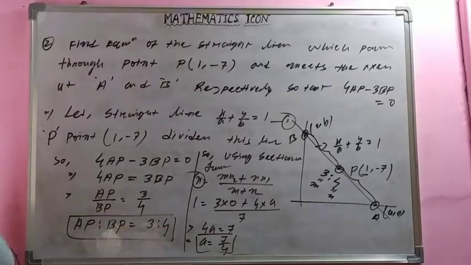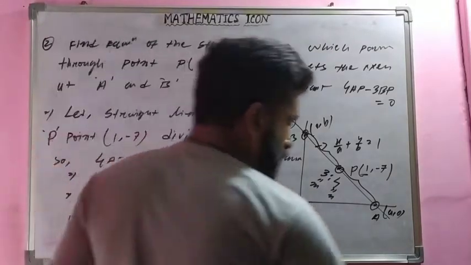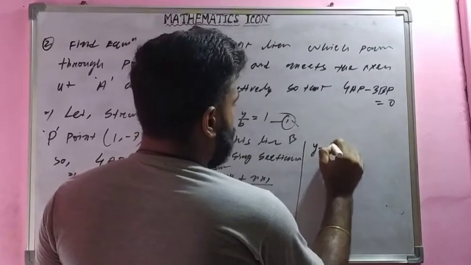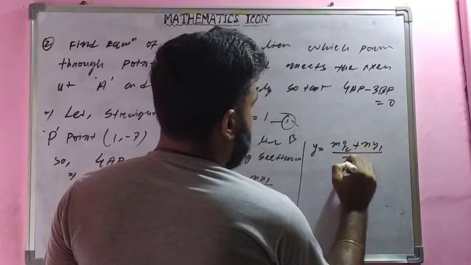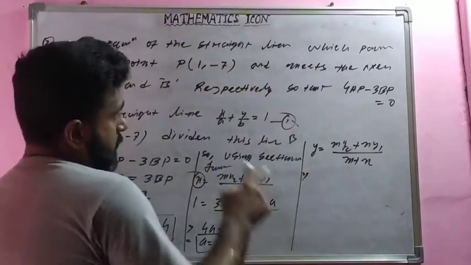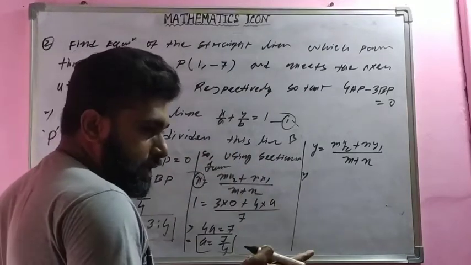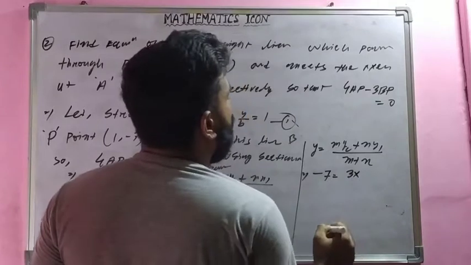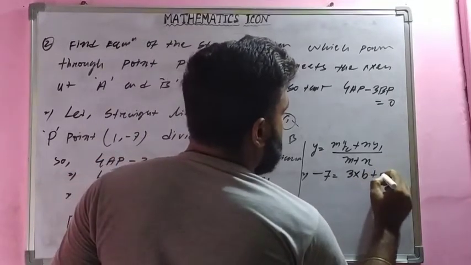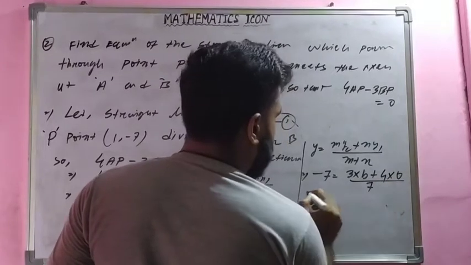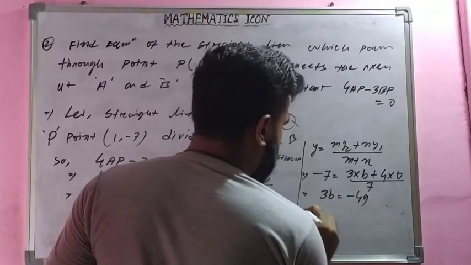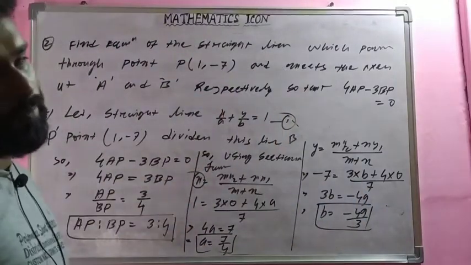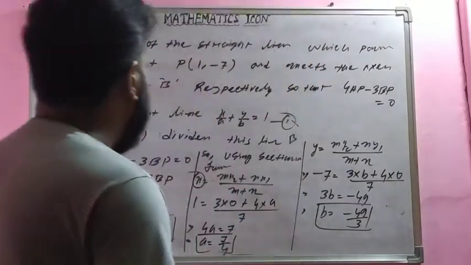Similarly we can get the value of b here. So again y equals to my2 plus ny1 by m plus n. This is the section formula. You have to find the values of a and b. If you do not find the values of a and b, you will not get the equation of the straight line. So y equals to -7, my2, that means 3 into y2, which means b, plus n y1, which means 0, that means 7. So that means 3b equals to -49. So b equals to -49/3. That is the value of b. Now put these values in equation number 1. So from 1 you will get the final equation.